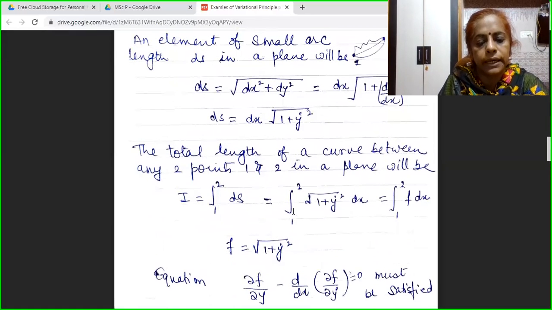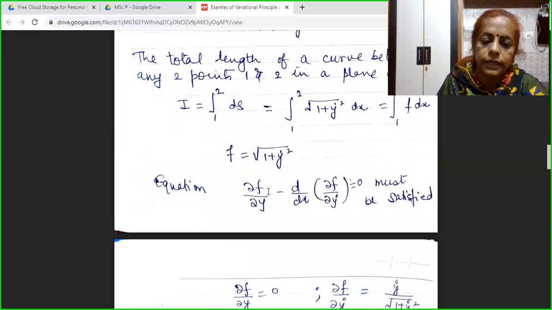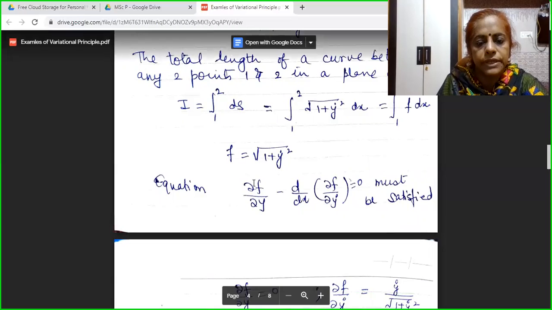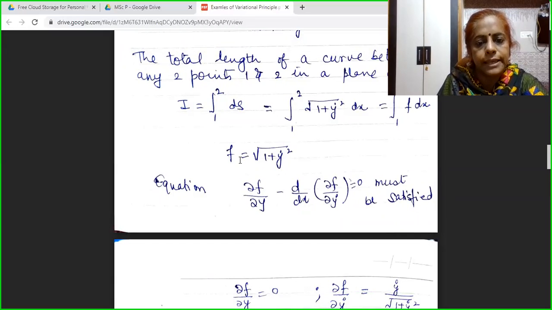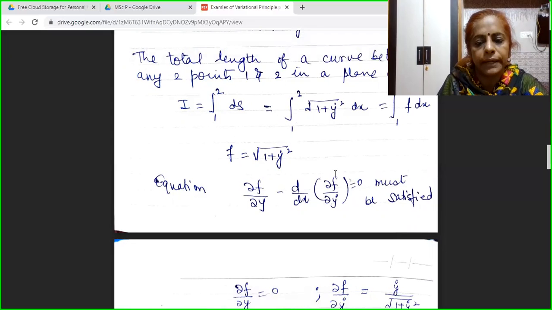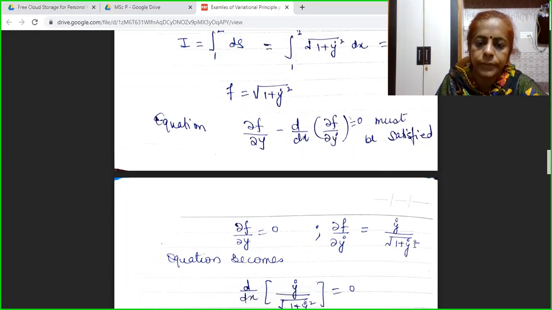I have already determined the condition for y to be extremum as del f upon del y minus d by dx of del f by del y naught equal to 0. So to solve this expression, I have to find the differentials. The first differential is del f by del y. Since f does not depend on y, this term is equal to 0. And del f by del y naught, differentiating f with respect to y naught: because f depends on y naught, I get the differential as y naught upon under root 1 plus y naught whole square.